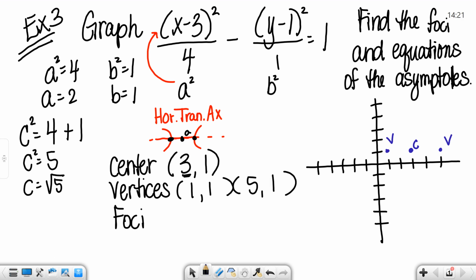Next thing I want to talk about are my foci. Again, they are on that transverse axis, so they are left and right, c spaces from the center. So I am going to say (3 plus the square root of 5, 1) and (3 minus the square root of 5, 1). Those are those 2 ordered pairs.